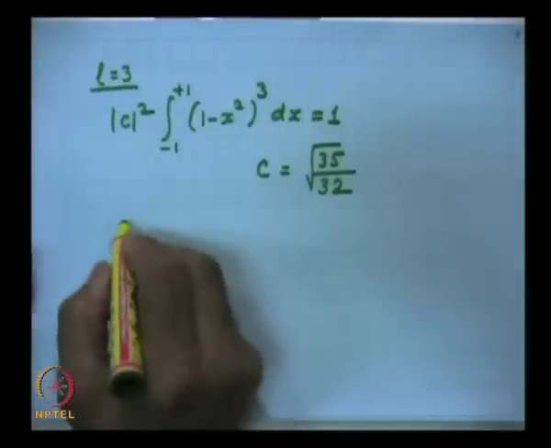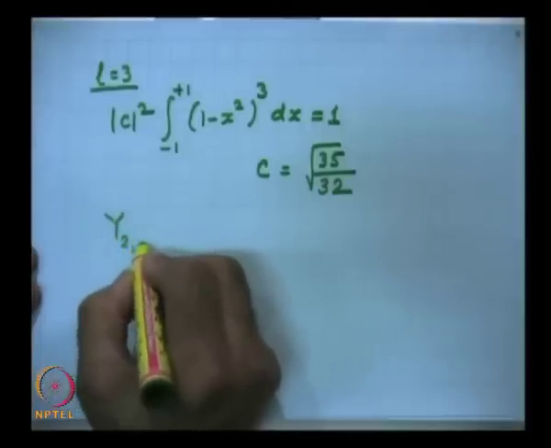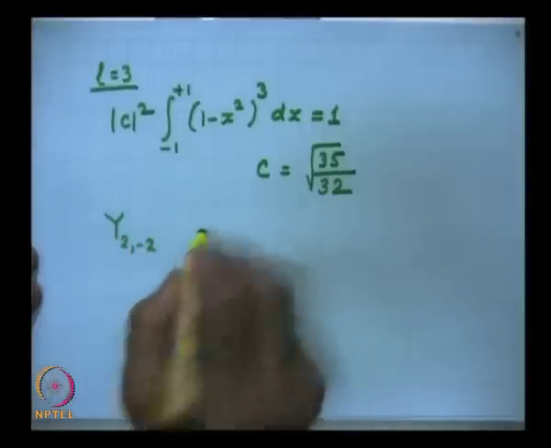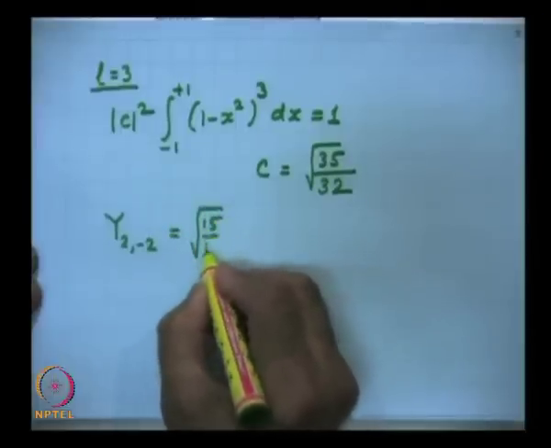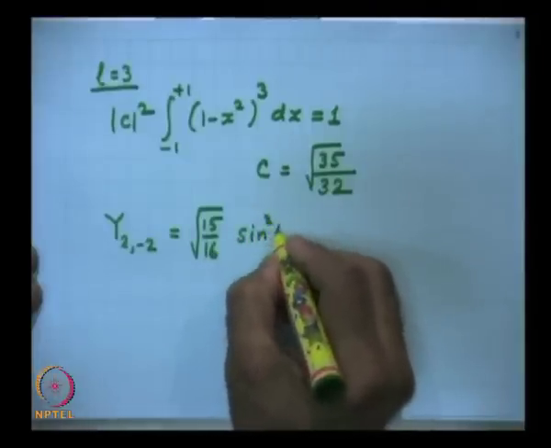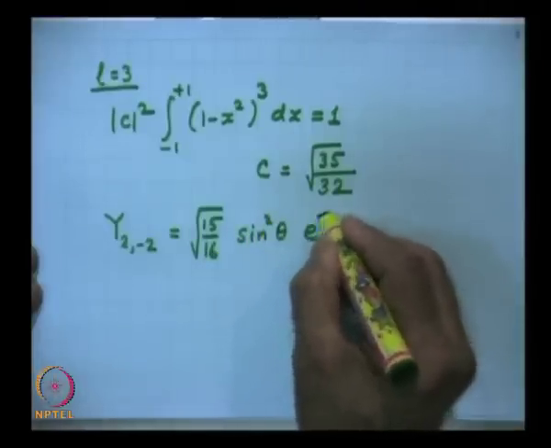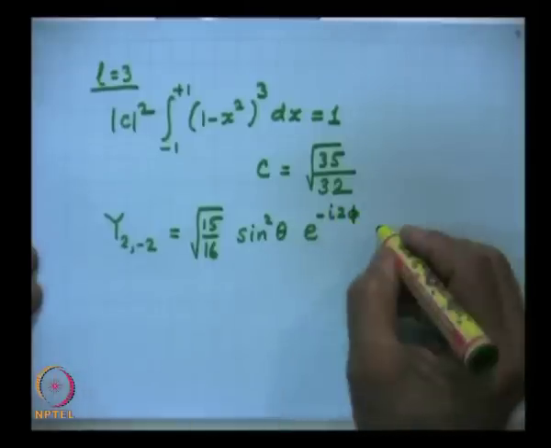So, therefore, we had the relation that Y_2^-2 will be under root of 15 by 16 sin square theta e to the power of minus i 2 phi, multiplied by 1 over under root of 2 pi.